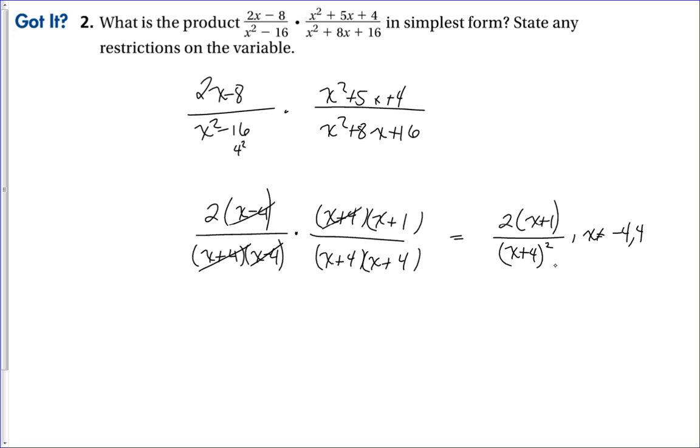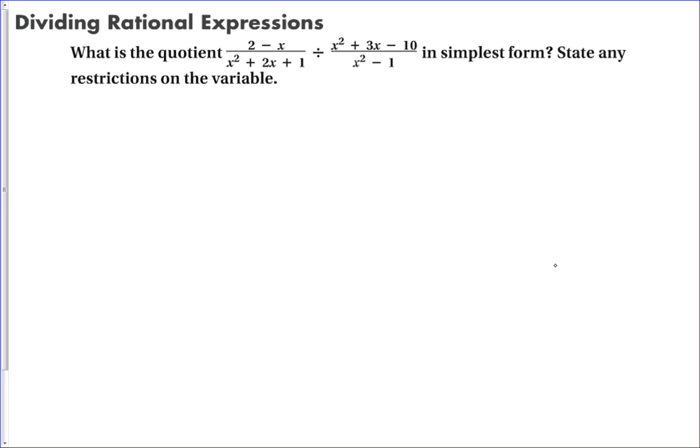Okay, moving on. Dividing rational expressions. Now, dividing rational expressions, there's literally only one more step that you have to do. Other than that, everything works the same. All right, so we have 2 minus x over x squared plus 2x plus 1 divided by x squared plus 3x minus 10 over x squared minus 1.